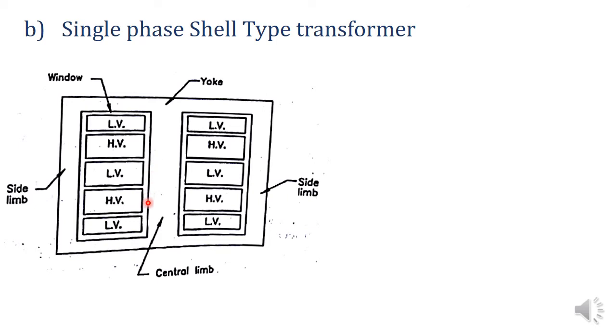On the central limb, the LV windings as well as the HV windings are wound. The structure of the windings is such that the windings are sandwiched one over the other. That is, first a part of the LV windings is placed, and on top of that HV, then again LV, HV, LV, like that. So a sandwiching of LV and HV windings is done.